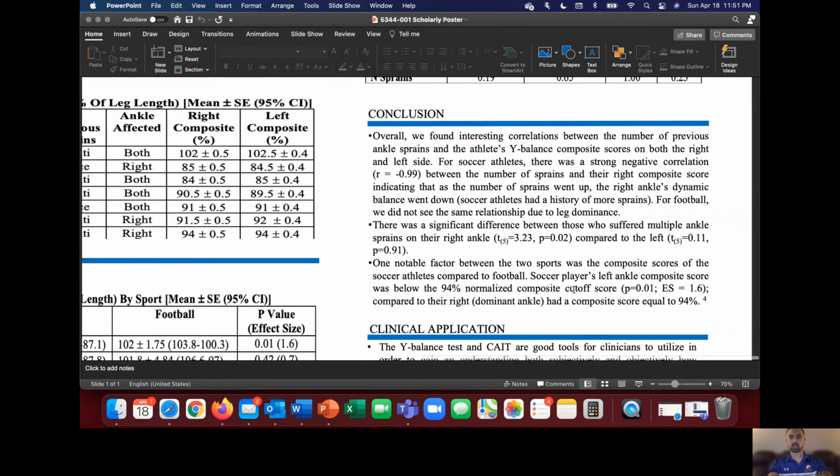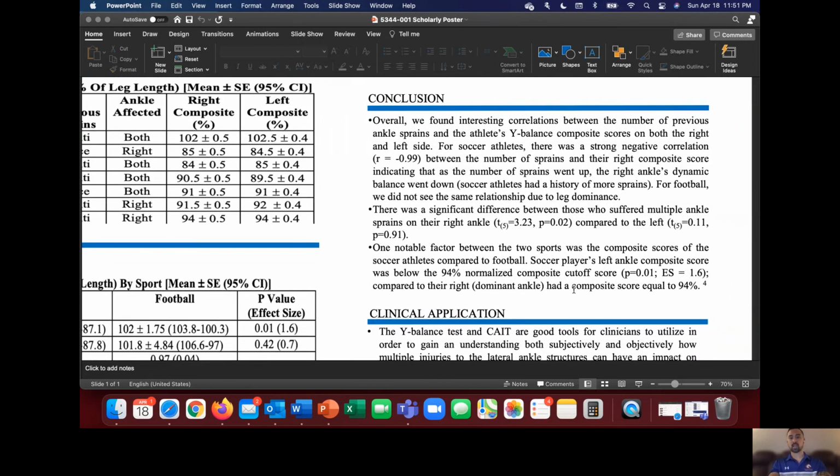We found an interesting correlation between the number of previous ankle sprains and the Y balance composite scores on both the left and the right side. Particularly for the soccer athletes, there's a very strong negative correlation between the number of sprains and their right composite scores, indicating that as the number of sprains went up, their dynamic balance went down.